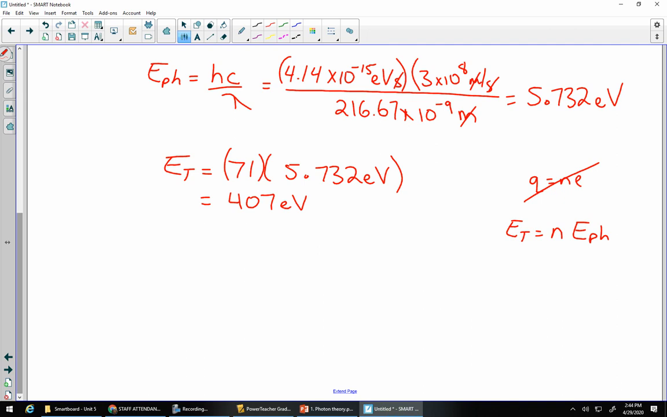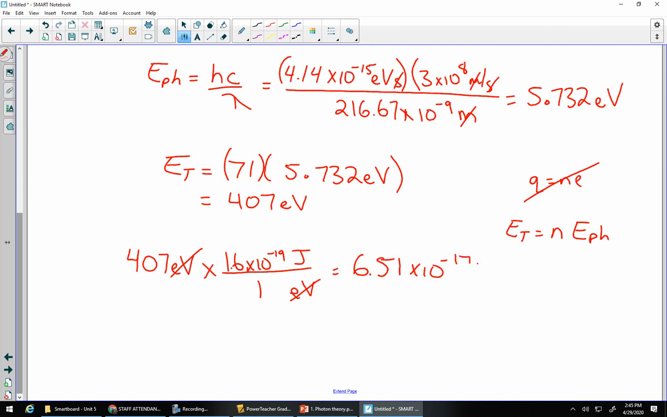Last thing the question asks us to do is just to figure out that total energy in joules. So I'm going to do 407 electron volts. I'm going to multiply it by my conversion factor. Electron volts goes on the bottom so that they cancel. Joules goes on the top, and it is 1.6 times 10 to the negative 19 joules for every 1 electron volt. You can put the video on pause, plug that into your calculator, and I'm doing the same thing. And it turns out to be 6.51 times 10 to the negative 17 joules.